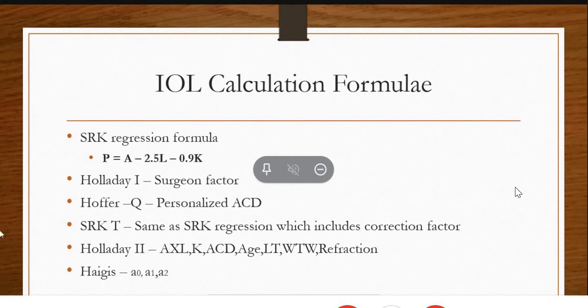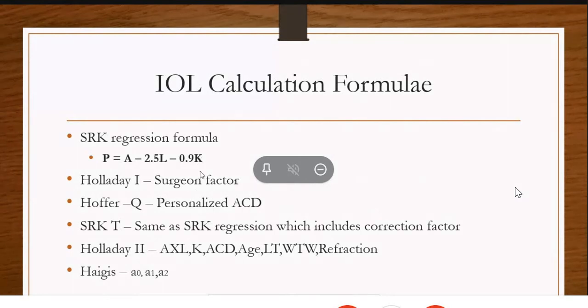So SRK/T formula is nothing but the same SRK regression formula. Along with this regression formula, they will add a correction factor. The correction factor is nothing but, according to the axial length, this correction factor we will add to this formula. So if it is starting from 25, if it is 24, 23, then we want to minus 1, minus 2 like that. If it is greater than 25, then we want to add plus 1, plus 2 like that.